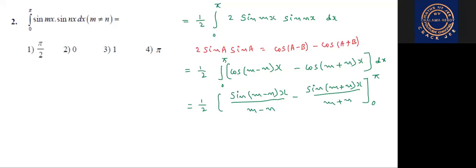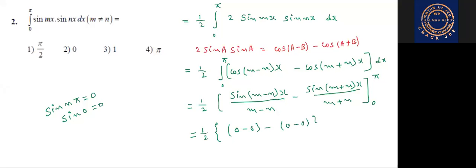Apply the upper limit and lower limit. We know that sin n pi should be 0, and sin 0 is also 0. Substituting the upper limit and lower limit, it is going to be completely 0. The numerator is 0 and the denominator is not 0. 0 by anything is 0, or not? We get 0 minus 0 minus 0 minus 0. Overall, the answer is 0. So the second option is correct.